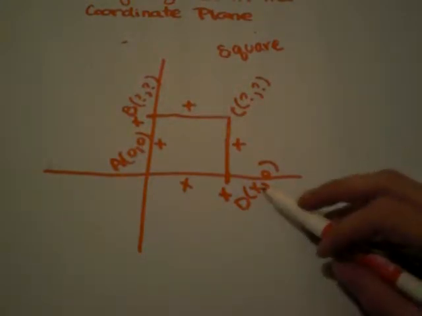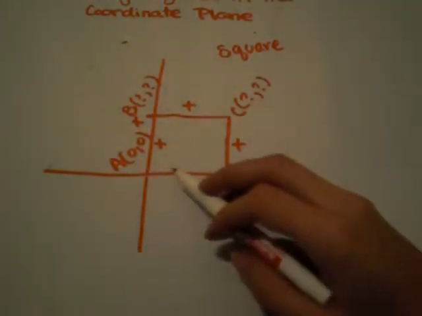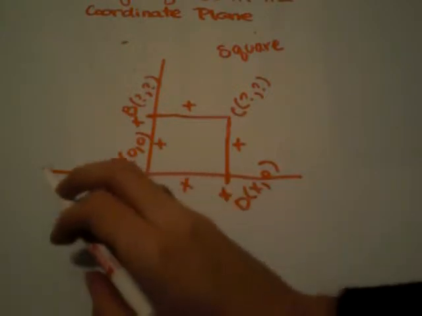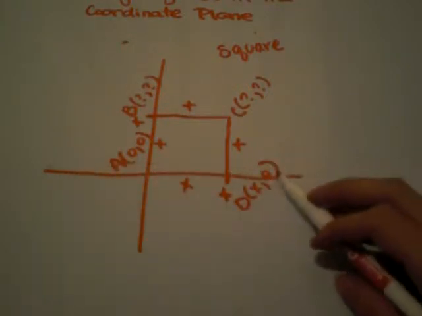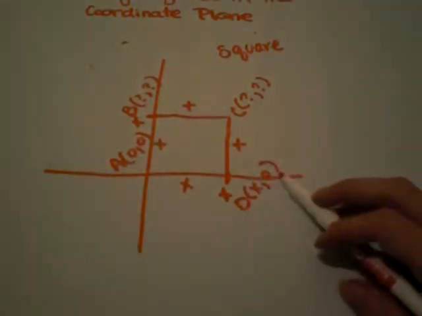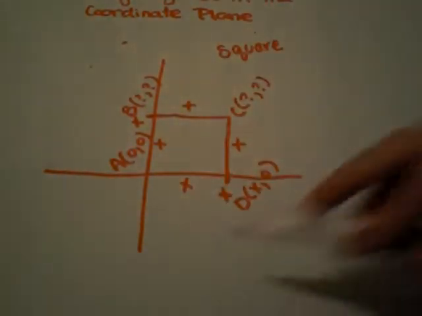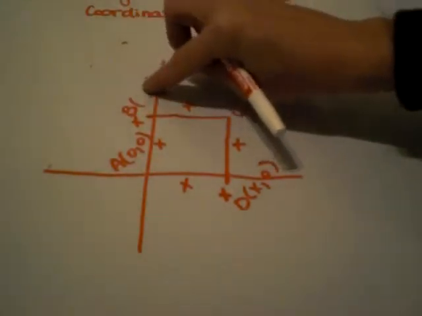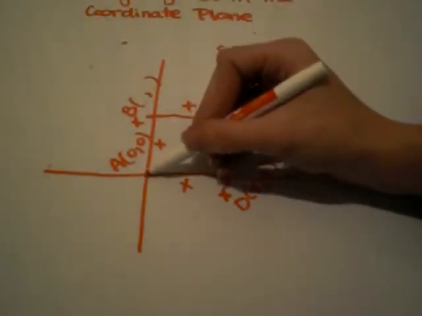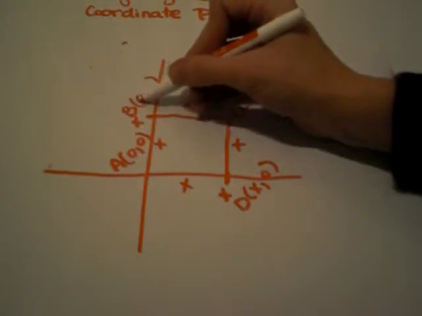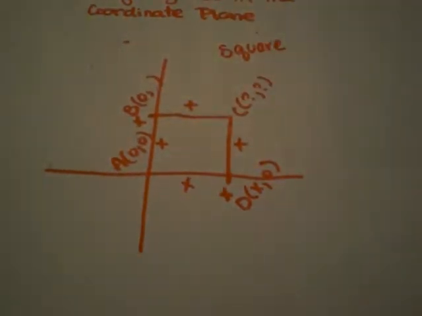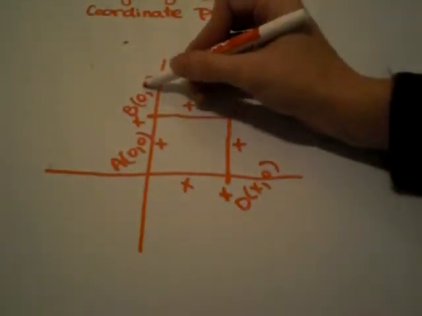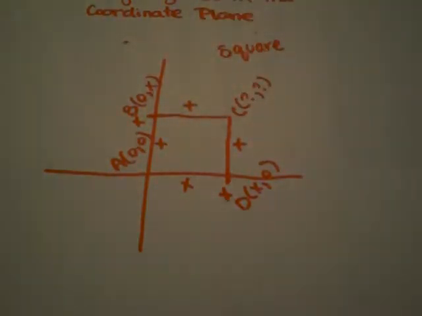Now notice here, any point on this x-axis has a y value of 0. Both the origin and this point have a y value of 0. Anything on the y-axis has an x coordinate of 0. So if I'm looking at this point, I've gone over 0 spaces, which means we have a 0 for the x coordinate, and then I've gone up X spaces.